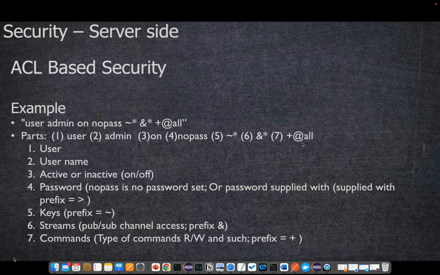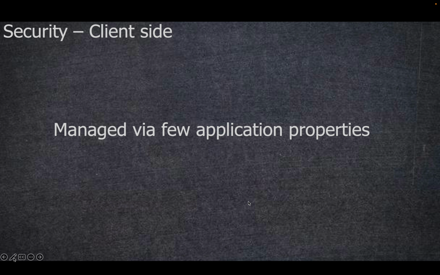Now, the client side. Before we go to that, we will see a demo using the UI, and we will execute a few ACL commands, but first let's quickly see what we are going to do on the client side. Implementing security on the client side in the Spring world is very easy. It's via a few application properties. We will see what those properties are. And the next thing is the demo.